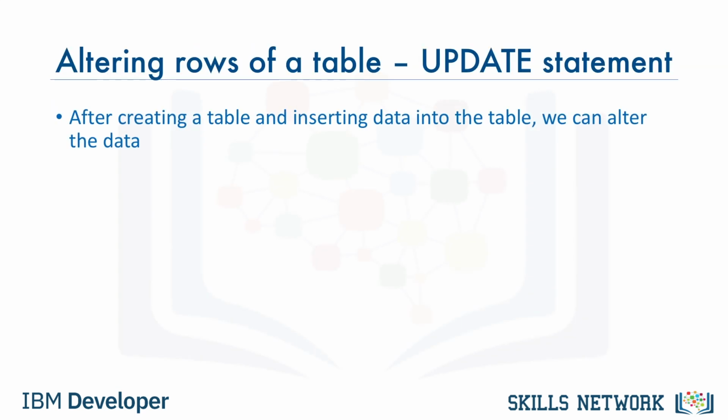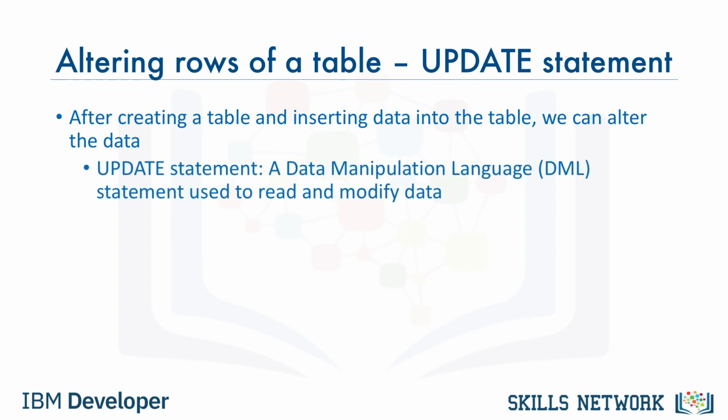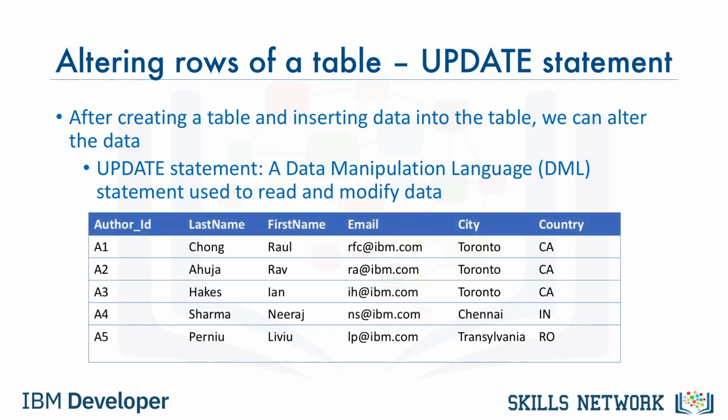After a table is created and populated with data, the data in a table can be altered with the update statement. The update statement is one of the data manipulation language, or DML statements. DML statements are used to read and modify data. Based on the author entity example, we created the table using the entity name author and the entity attributes as the columns of the table. Rows were added to the author table to populate the table.